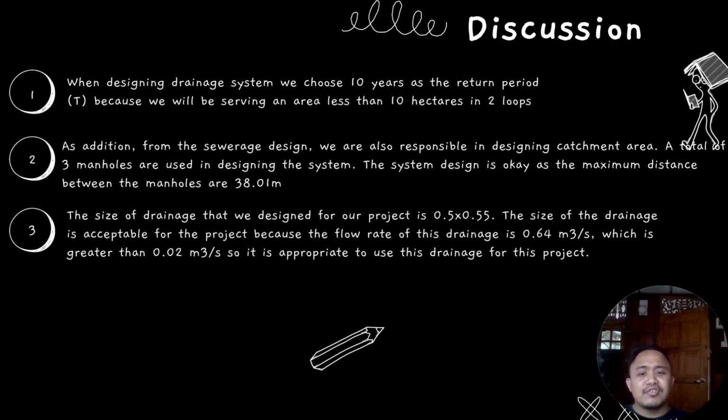The size of the drainage that we designed for our project is 0.5 times 0.55. The size of the drainage is acceptable for the project because the flow rate or Q of this drainage is 0.64 meter cube per second, which is greater than 0.02 meter cube per second. So it is appropriate to use this drainage for this project.